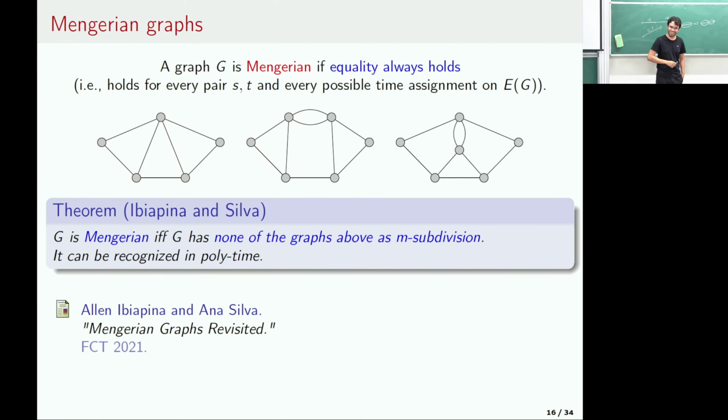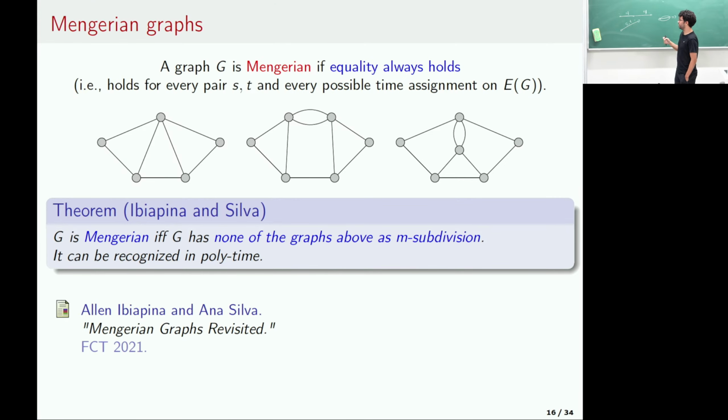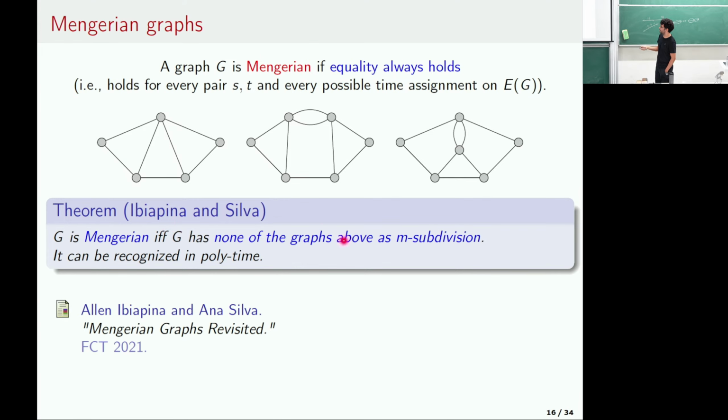Sorry for all the technical questions. If you subdivide an edge, what happens to the times? The subdivision doesn't take the times into consideration. I'm saying that my static graph G, which has no times, cannot have any of these as an M subdivision. If this is true, then whatever assignment of timing I give for the edges, the Menger property holds on the temporal graph that I generate like this.